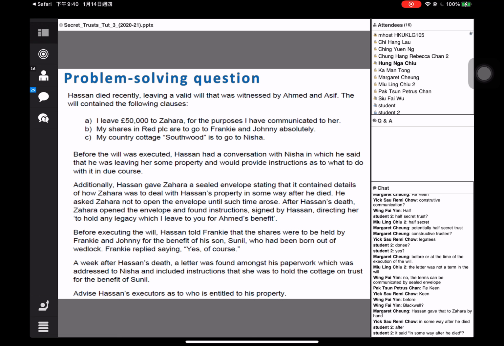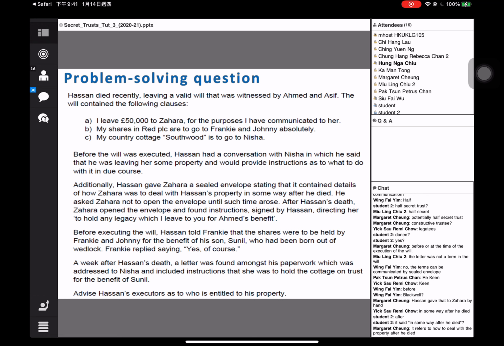And this is where you can say that, assuming the envelope was handed by Hassan to Zahara before or at the time of the execution of the will, then it's okay. We're okay. But if he handed her the envelope after he executed the will, that's not okay. That means the trust would fail, and so the property would basically revert to the testator's estate. It would form part of his residuary estate. So whoever the residuary beneficiaries were under his will, those are the ones who would benefit from this property, from this £50,000. Okay.